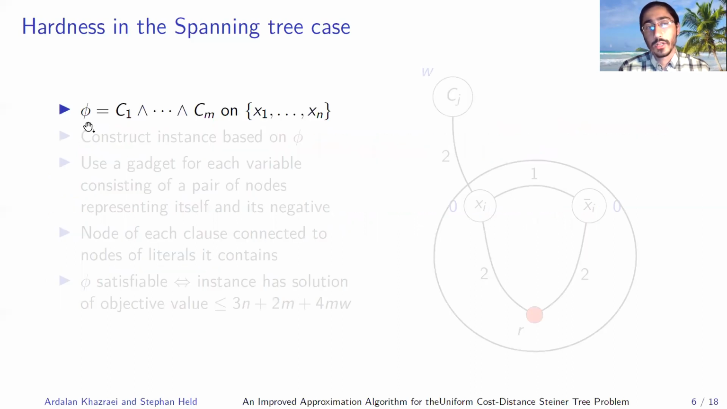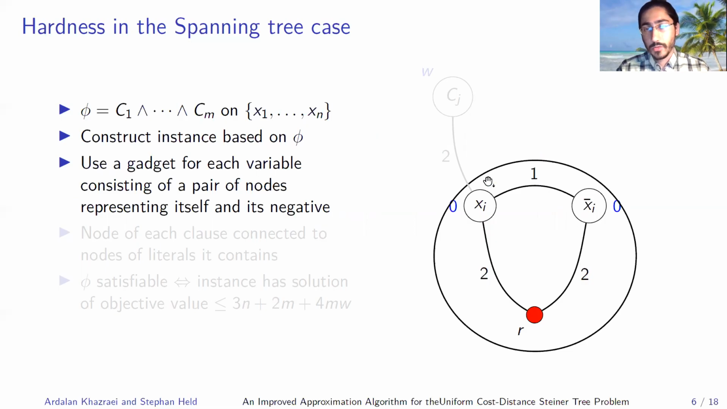So for a given Boolean formula phi in conjunctive normal form on variables x1 to xn, we construct an instance of our problem based on this formula. And for that, we use a gadget consisting of a pair of nodes for each variable, one representing itself and one its negation, connected to each other by an edge of length 1, each connected to the root by an edge of length 2, and we give both of them delay weights equal to 0.